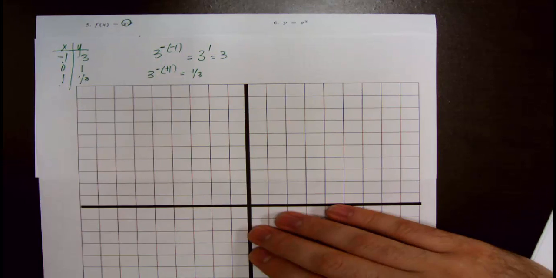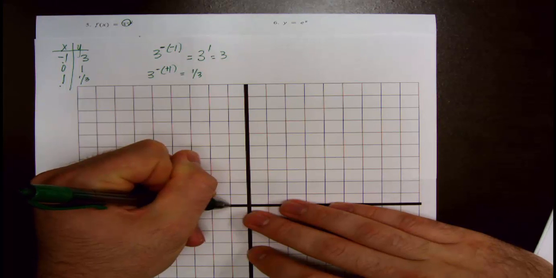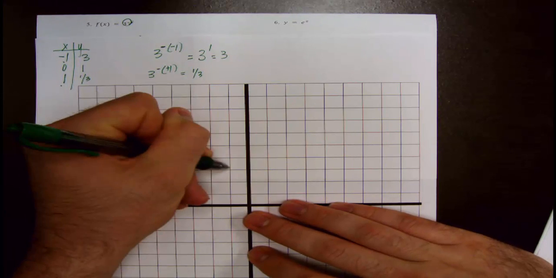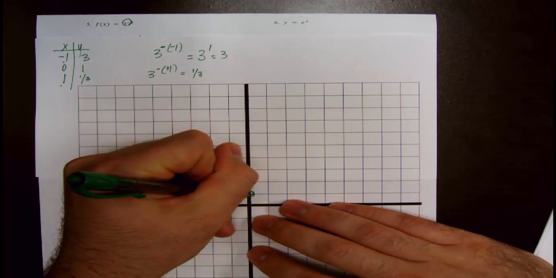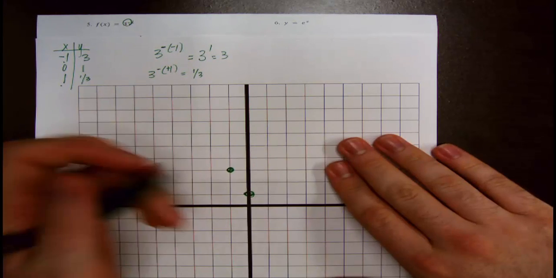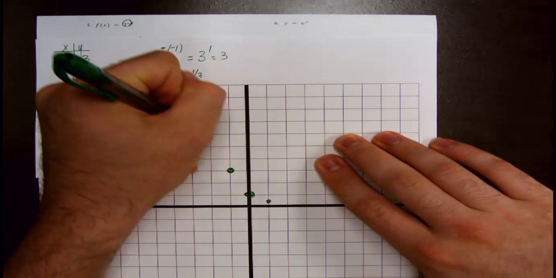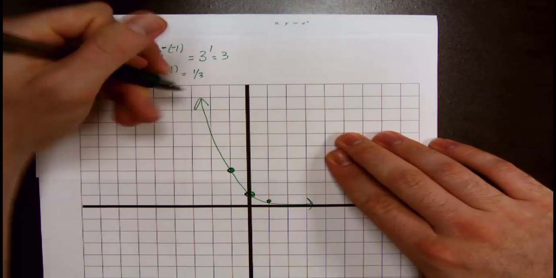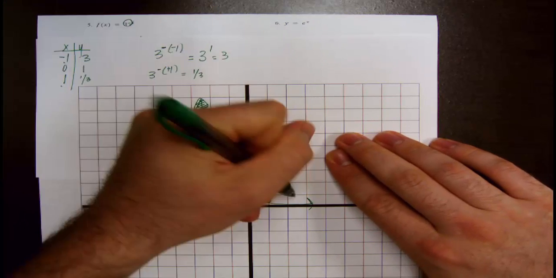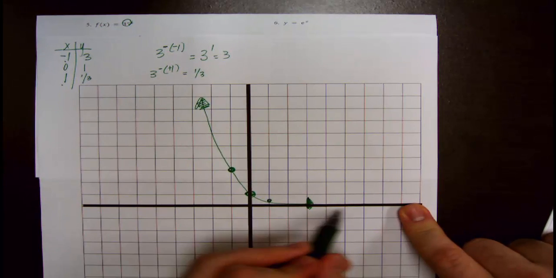This looks like it's going to be enough points to plot, enough that they're spread out enough. Negative 1, 3, 0, 1, and 1, a third. Okay, so we're coming off from this direction and doing something like that. Looks like that asymptote is at y equals 0.